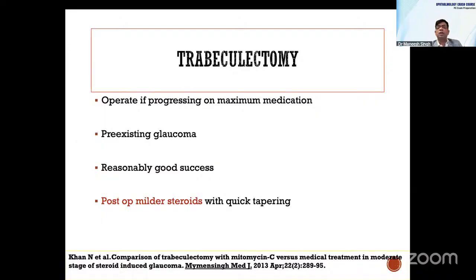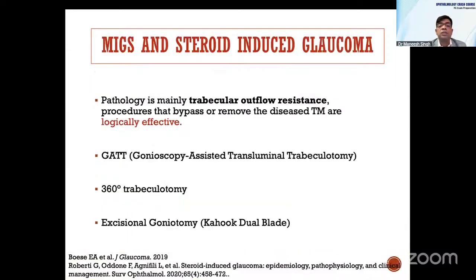Trabeculectomy has a fairly good success rate in patients with steroid-induced glaucoma, but in the post-op period, you need to use a milder steroid and go for quick tapering, because steroids can also lead to a rise in intraocular pressure.